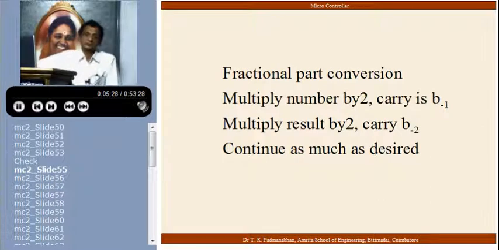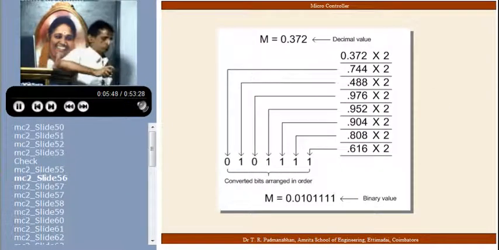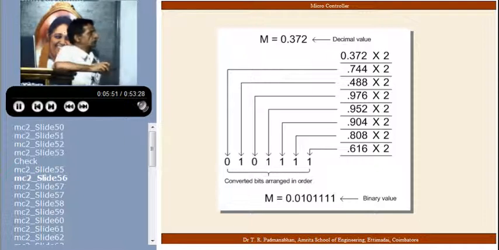The fractional part conversion, just as you are dividing the number by 2 repeatedly, you multiply by 2 because there are already powers of 2 raised to minus 1. You go on multiplying by 2 and see the spillover beyond the binary point. That gives the number. Just see. I have taken here a decimal number 0.372. I multiply by 2. I get this. I don't get a spillover here. So this bit value is 0.